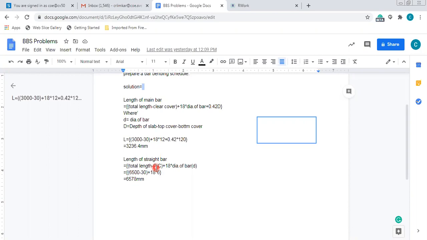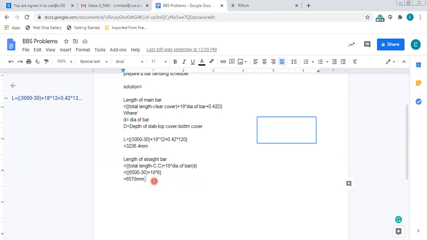And the length of straight bar, that is along the long direction, the bars which we have kept, these are not bent up, these are straight bars, just hooked. So the length is the total length minus clear cover plus 18 into diameter of the bar. The total length along the longer span is 6500 mm minus 2 into 15 plus 18 into diameter of bar, 6 mm. So 18 into 6, and the length that we get is 6578 mm.